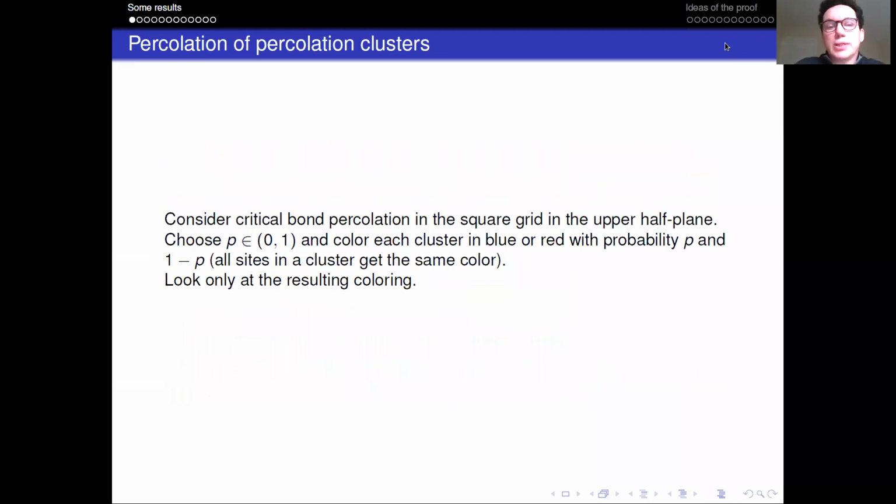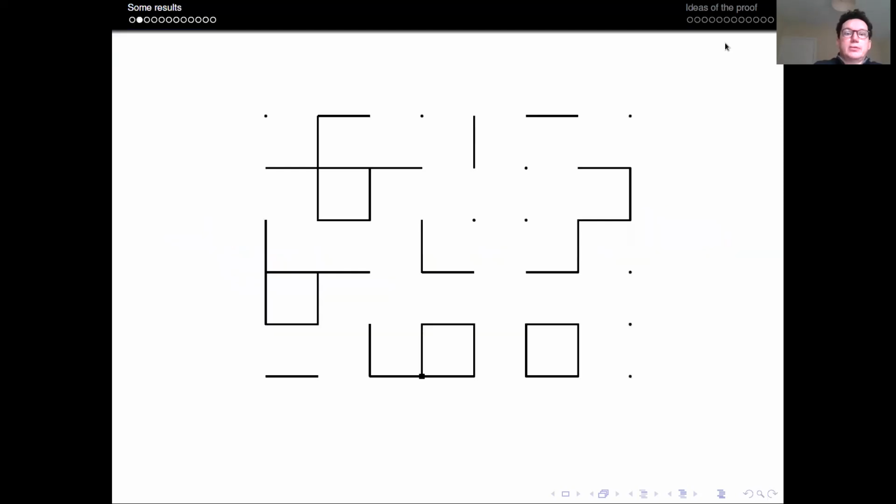Okay, so let me start immediately, and so I'll start with the critical bond percolation on the square grid in the upper half plane. So you just look at the upper half plane. This is the bottom half line here of the upper half plane that I try to show with my little pointer. And each edge of the lattice is open or closed with probability 1/2, right? We're looking at the critical bond percolation model. So each edge is open or closed independently with probability 1/2.